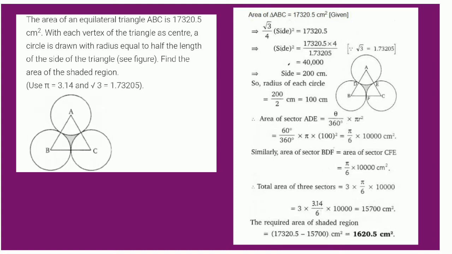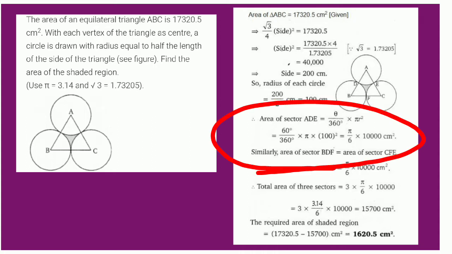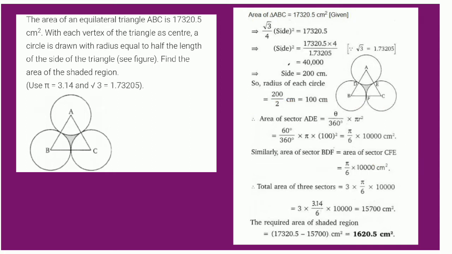So what is the radius of the circle? Half of 200, that is 200 by 2 is equal to 100 centimeter. We know the area of this sector is equal to theta by 360 into pi r square. Here given that 60 degree is the angle of equilateral triangle. So 60 divided by 360 into pi into r, 100 whole square. That's equal to, after the calculation, you will get pi by 6 into 10,000 centimeter square.